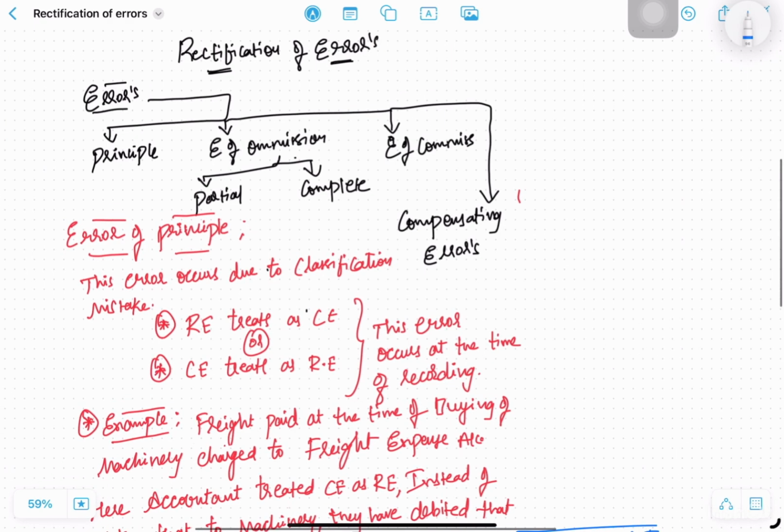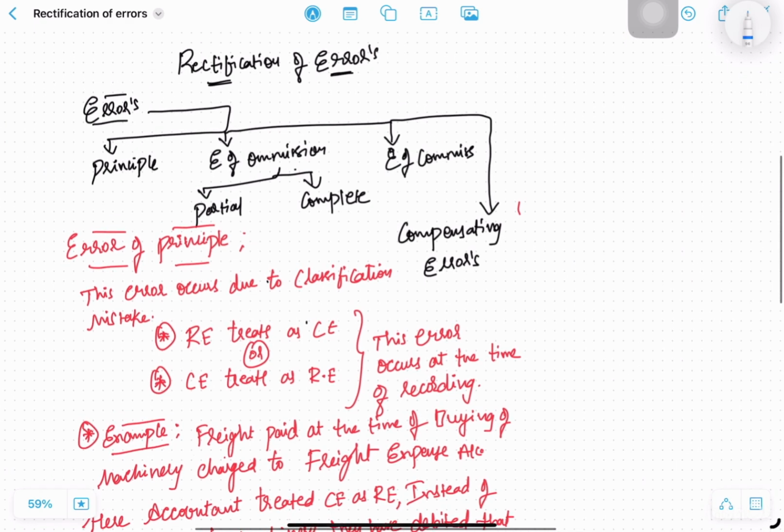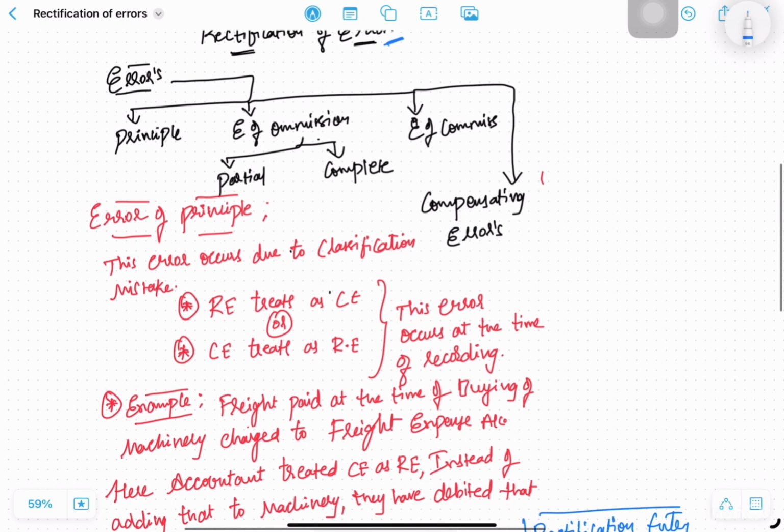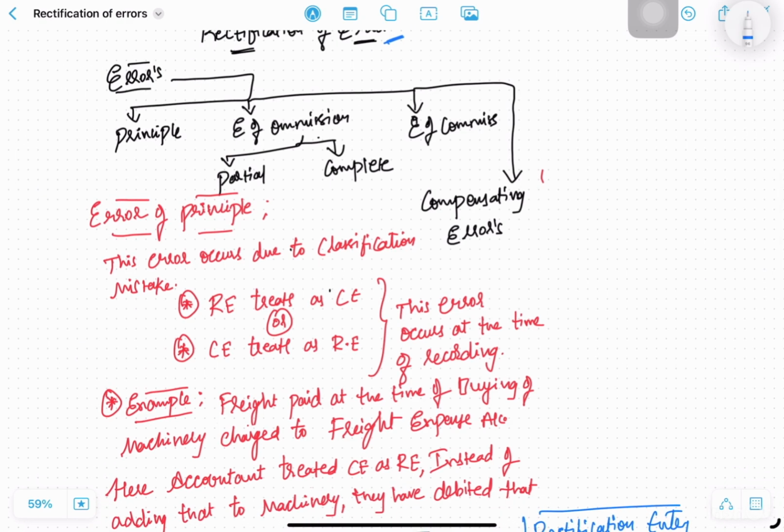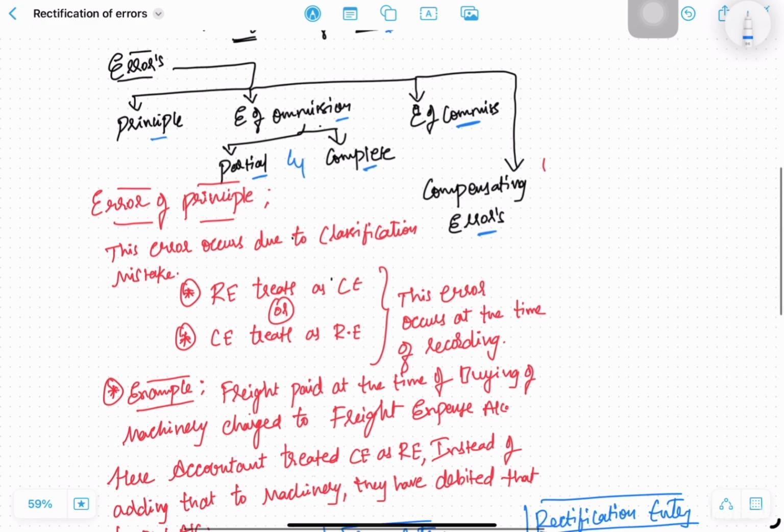Today we are going to discuss rectification of errors. This is the last unit in chapter 2 of the Institute Study Material. First, we'll understand the errors. We have error of principle, and error of omission. This error of omission is again divided into partial omission and complete omission. Next, we have error of commission. Then we have compensating errors.